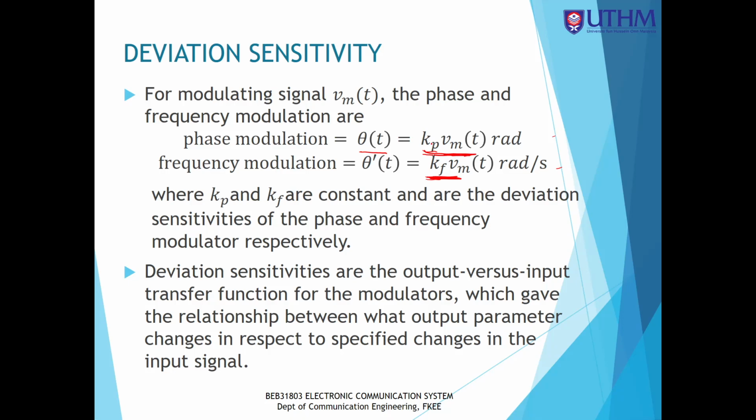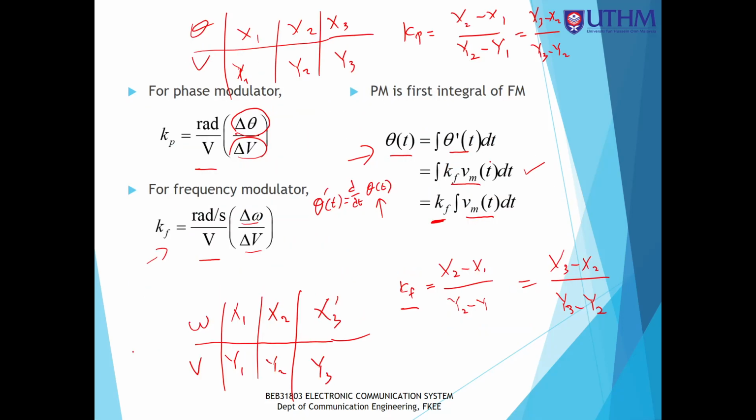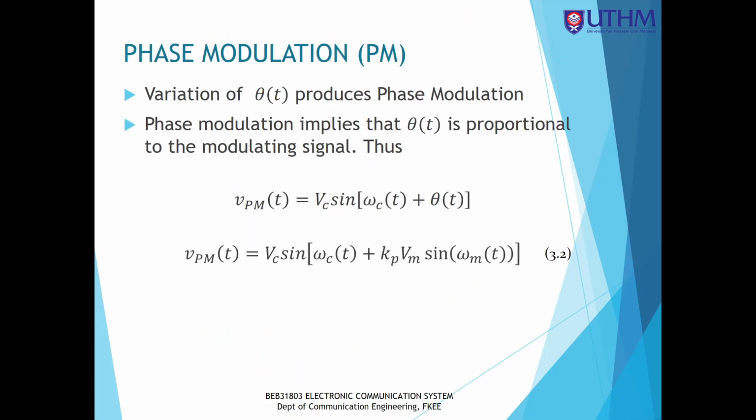So we replace theta prime t with Kf Vmt, and then we can do the integral. Theta prime t is equal to Kf Vmt. So we can find the complete equation for PM and FM.